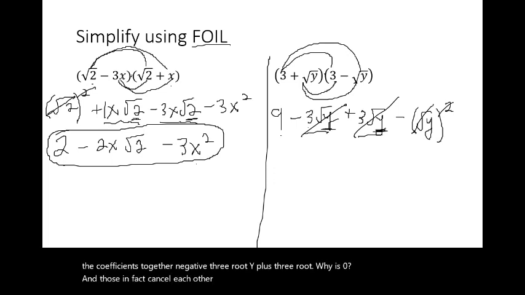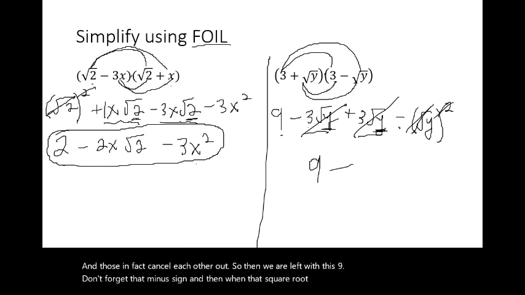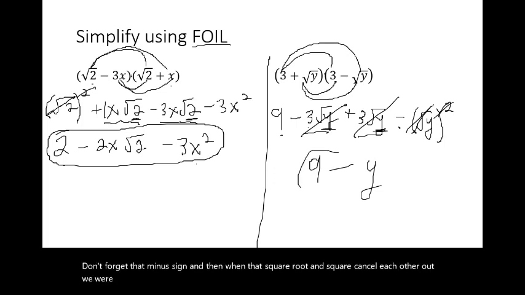So then we are left with this 9. Don't forget that minus sign. And then when that square root and square cancel each other out, we were left with y. So 9 minus y is now our fully simplified final answer.